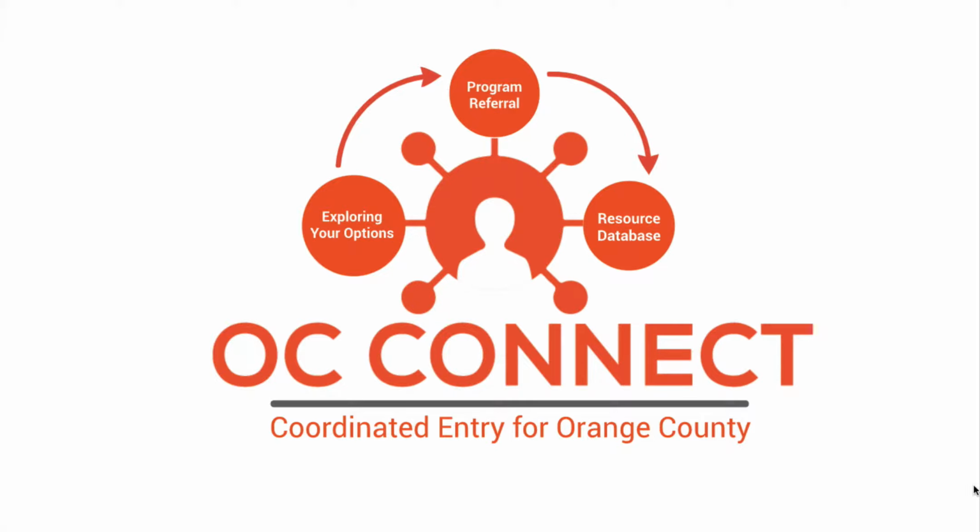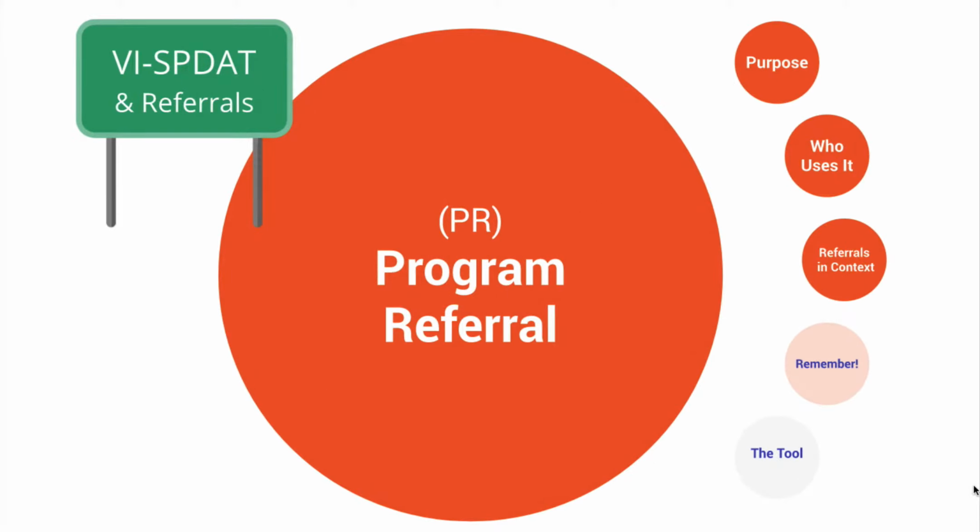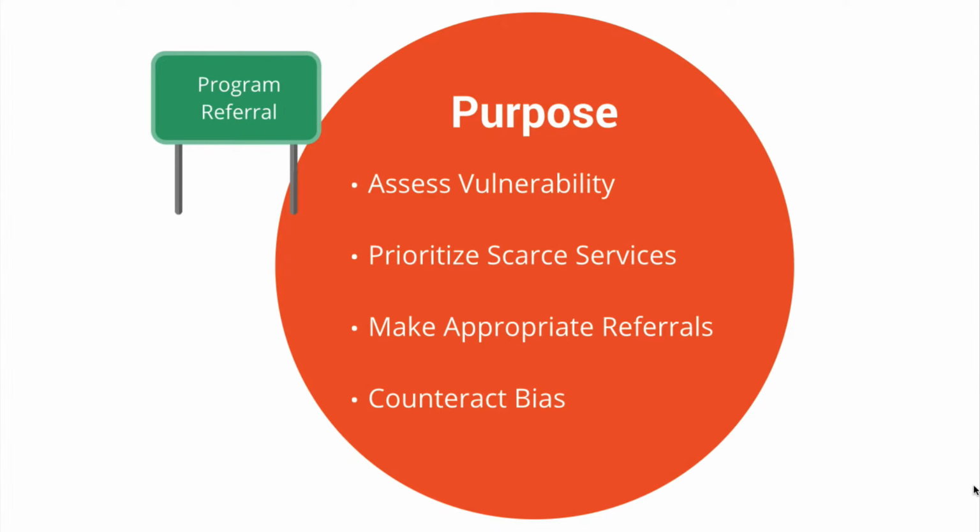So what this part of the tool does is prioritize program referrals using the VI-SPDAT assessment tool. The reason that we prioritize is that we don't have enough resources in our system to serve everyone who presents. So we have to prioritize who gets what program referral. Traditionally, this has been done in our system on a first-come, first-served basis or by other methods of determining who gets services and who doesn't.